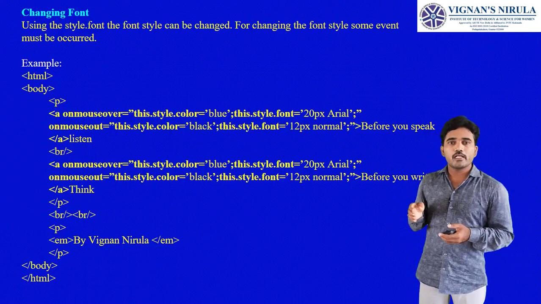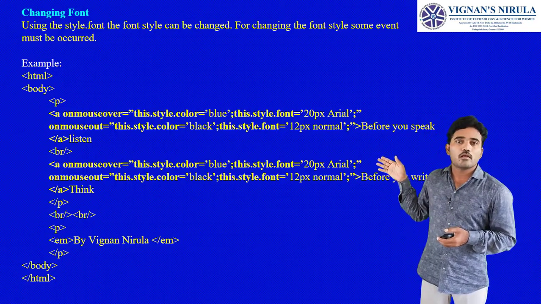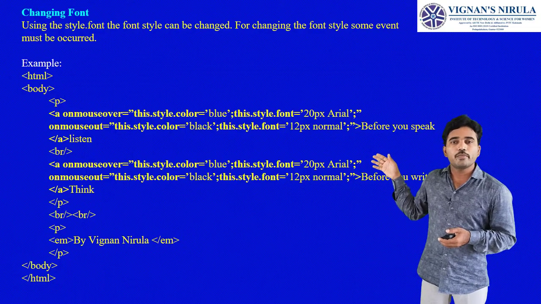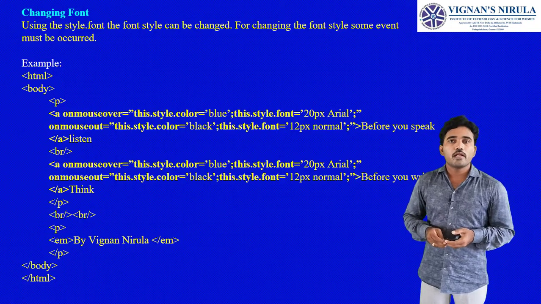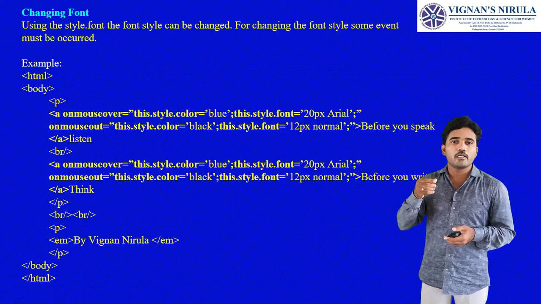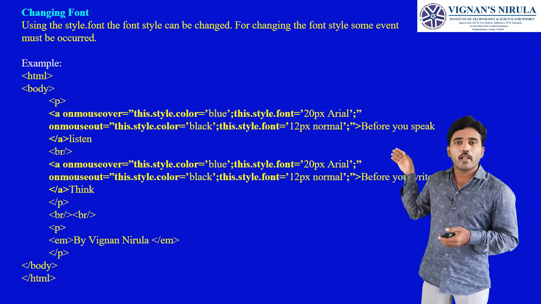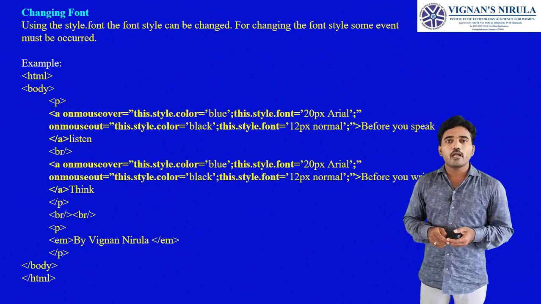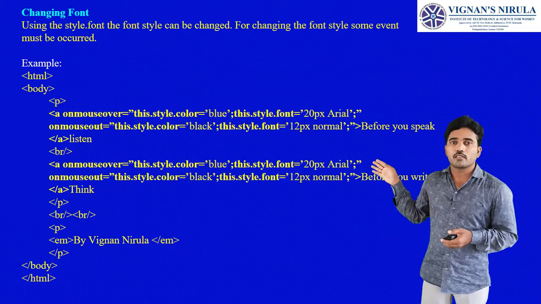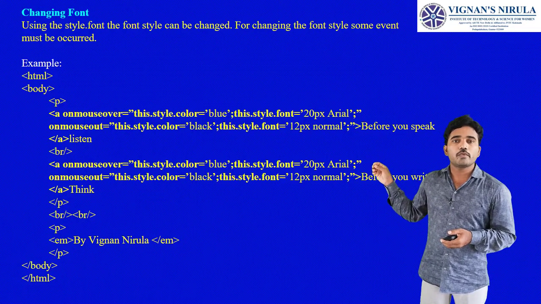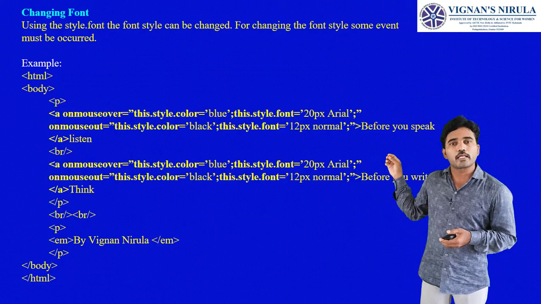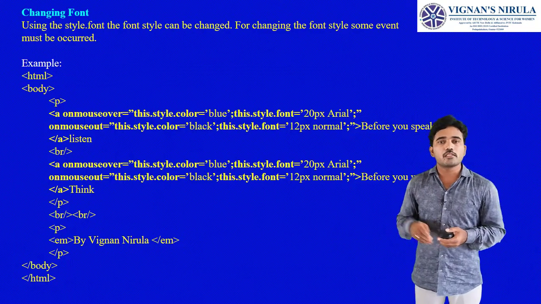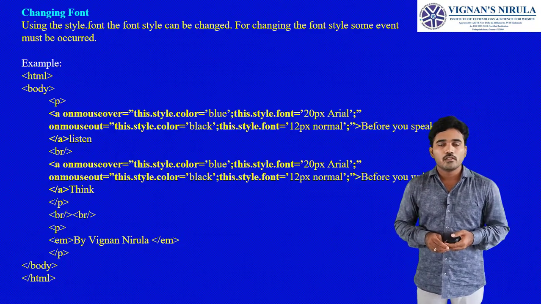Now I am applying this.style.color equals some color, I am writing blue, and this.style.font equals 20px Arial I am writing. And whenever your mouse is moved away, that is onmouseout, its color is black I am writing, and its font is 12px normal. So in the same way I have used two anchor tags two times. One is for "Before you speak, listen", and another one is for "Before you write, think". Additionally one more paragraph is also written by me, that is "By Vignan Nirula".